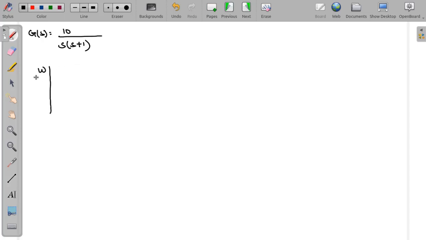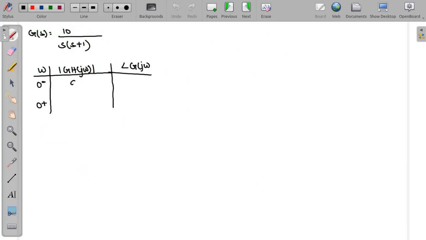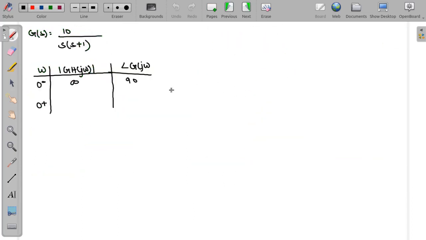So in section 3, if you look at the Nyquist contour, omega varies from 0 minus to 0 plus. So look, at 0 minus, what was the magnitude and phase? It was infinite and 90 respectively. And at 0 plus, what was the magnitude and phase? It was infinite and minus 90.